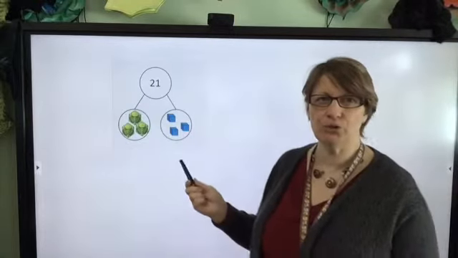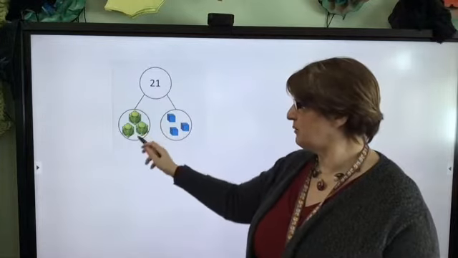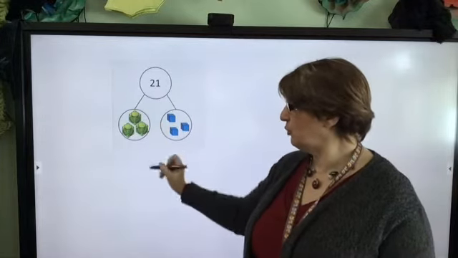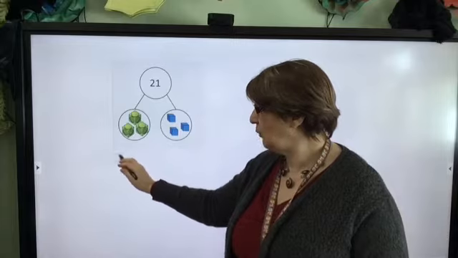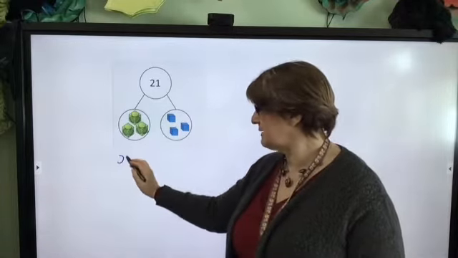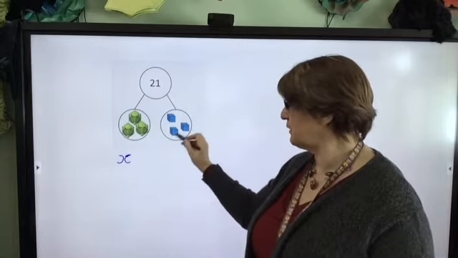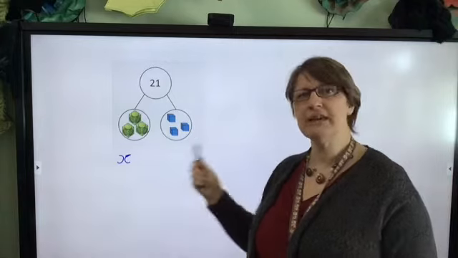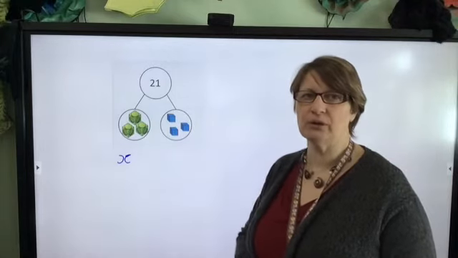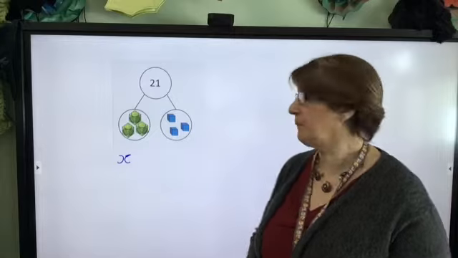Here's our part whole model, and we've got 21 as our main figure. We know we've got the multi-link cubes, which we'll call x because we don't know what their value is. So we'll call those x. And then I've got some single ones. We know the value of those is 1 each. Can you write the equation that goes with this part whole model? Pause the video while you do so and turn back on when you're done.